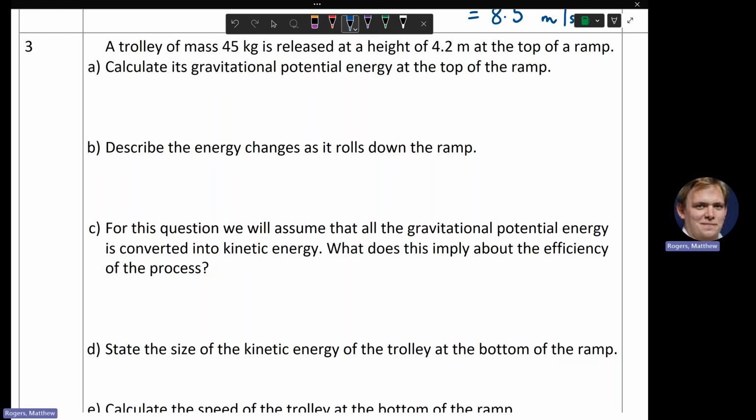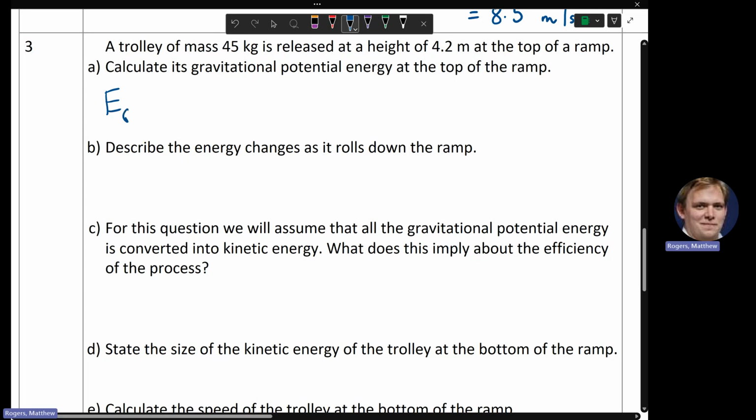Question 3 says a trolley of mass 45 kilograms is released at a height of 4.2 meters at the top of a ramp. Calculate its gravitational potential energy at the top of the ramp. So the gravitational potential energy is m times g times h. This is 45 times 9.8 times... it definitely says it's the height of the ramp. So the fact that it's a ramp doesn't matter.